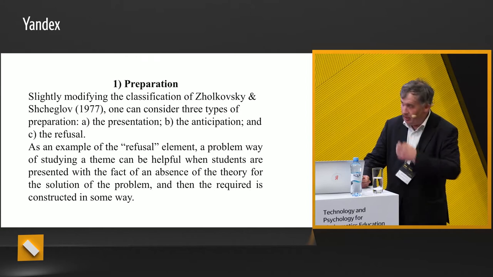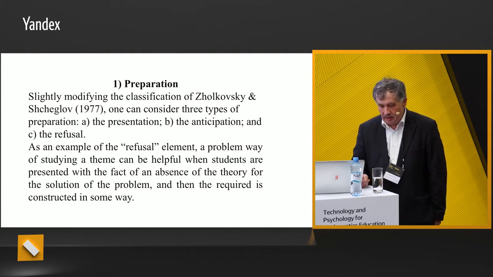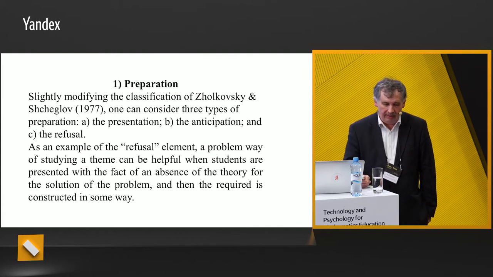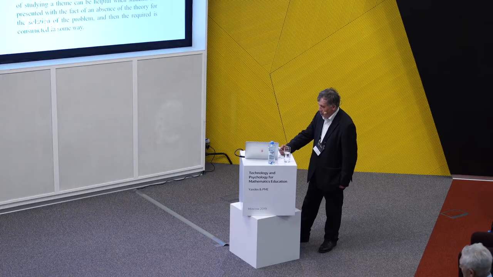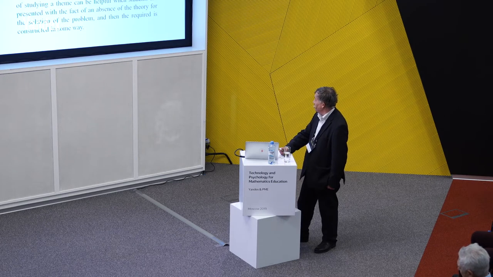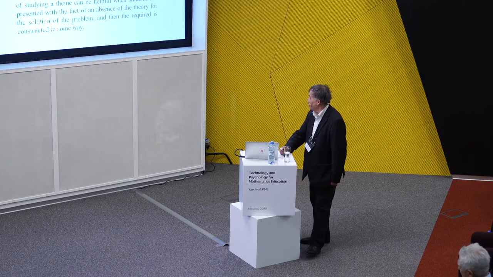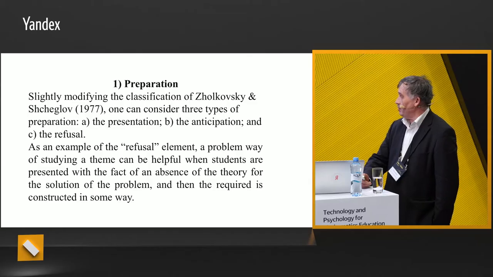So these elements: first, preparation, slightly modifying the classification of Zhulkovsky and Chiglov. They were literature theorists. They wrote about literature, about novels, verses, and stories, and they wrote many things about the impact on the readers. One can consider three types of preparation: the presentation, anticipation, and the refusal. As an example of the refusal element, a problem way of studying a theme can be helpful when students are presented with the fact of an absence of the theory for the solution of a problem, and then the required theory is constructed in some way.